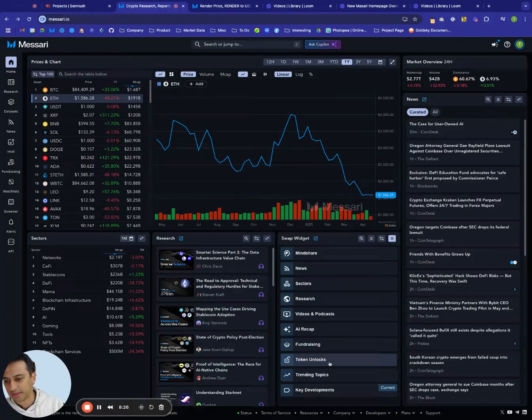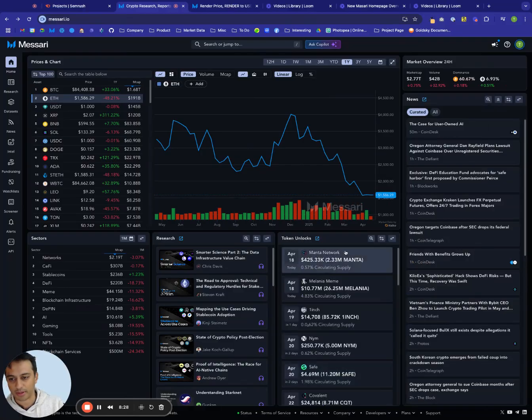And you can also look at things like token unlocks. Maybe you want to see what's happening as far as unlocks. So today it looks like there's an unlock of Manta Network, where about 0.5% of circulating supply is getting released. So things that might affect price, I like to have up and center. I usually switch back and forth between this one and things like AI Recap.